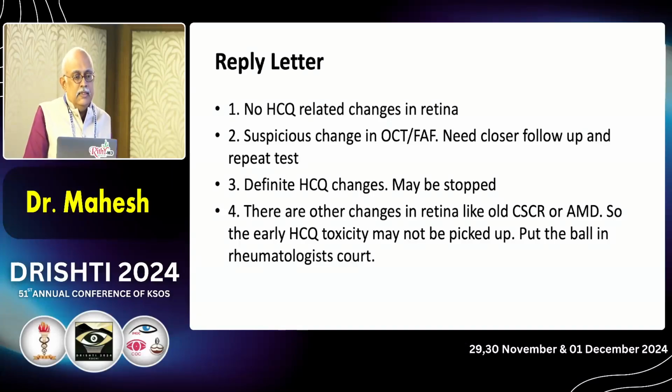Then the fourth one is where there are other changes in the retina like CSCR or AMD or drusen or something. So early HCQ toxicity may not be picked up. Okay, this you can comment clearly: because of the other diseases like CSR or AMD, HCQ toxicity cannot be picked up. Put the ball in the rheumatologist's court. Let them decide what they want.